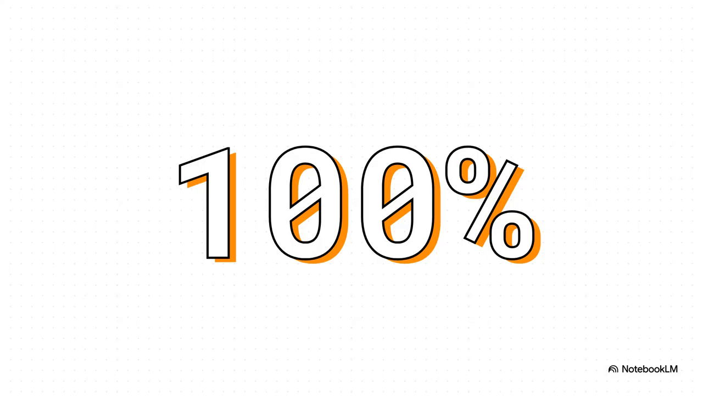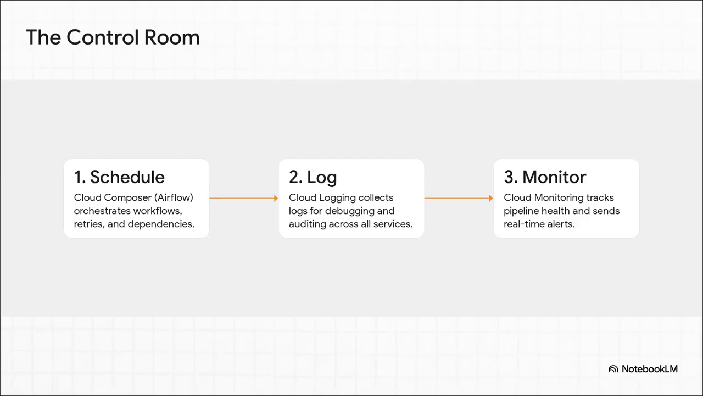But a fancy showroom is completely useless if the assembly line keeps breaking down. And that brings us to the control room. In here, the goal is 100% automation and monitoring. We want this pipeline to be rock solid and reliable, always. And here are the 3 pillars that hold up that control room.